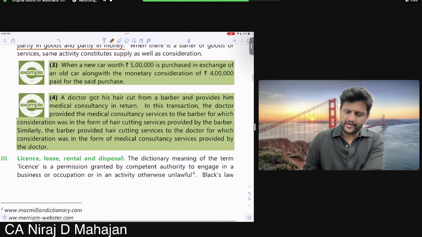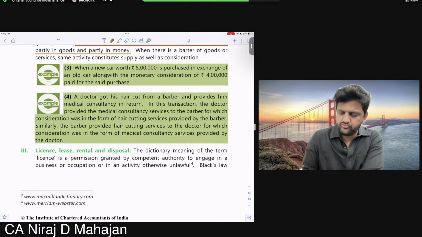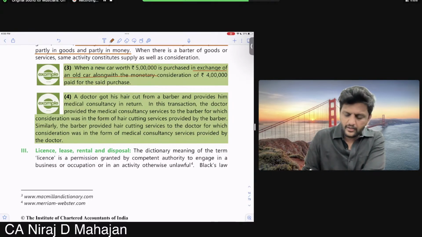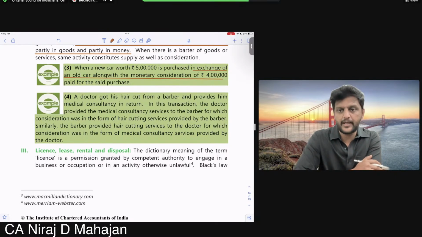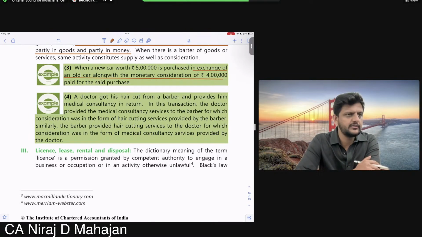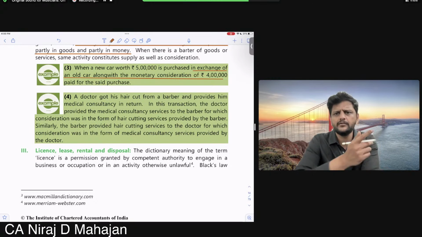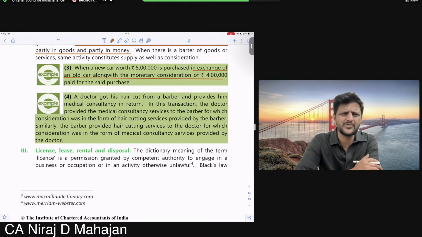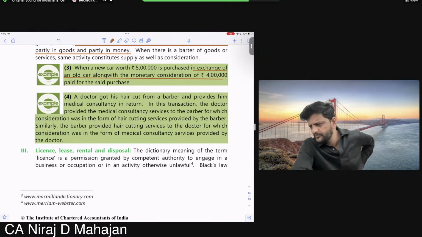When a new car worth 5 lakhs is purchased in exchange of an old car along with monetary consideration of 4 lakhs. Understood or no? This is a supply. Classic example. Mobile phones, washing machine, TV, refrigerator maybe. Rupees 1000 cash back or what? Rupees 1000 exchange value. Understood? Or let us say the price of a new fridge is 20,000 for example. How are you paying that 20,000? 18,000 cash and 2,000 rupees old fridge. Are हाँ या ना? Everybody clear till here?